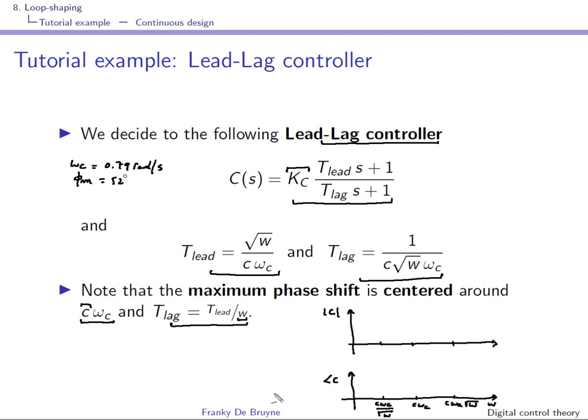And what we can now do is have a look at the Bode diagram. Taking a value of Kc of 1 over here, you'll have a slope of 20 dB per decade. That's the presence of the zero. And at 1 over T lag, everything becomes constant again. And when you look at it from the point of view of the phase shift, you'll have something like this.